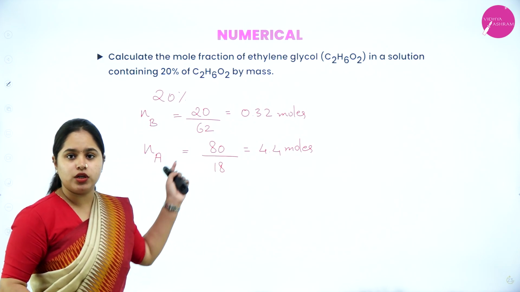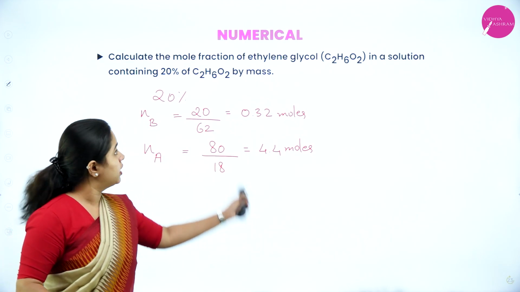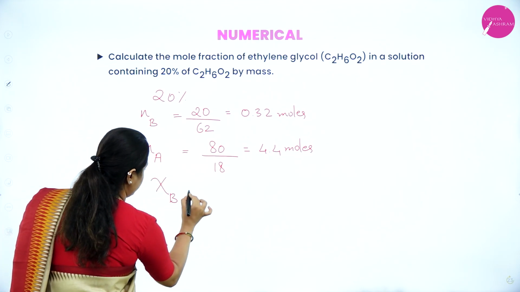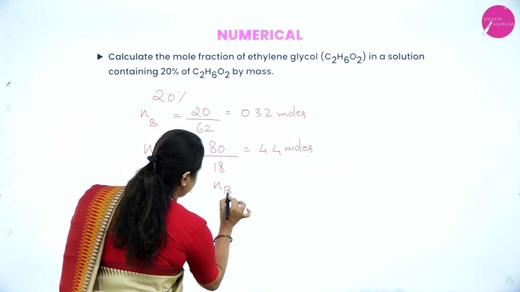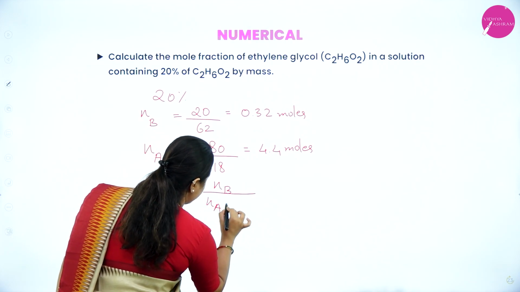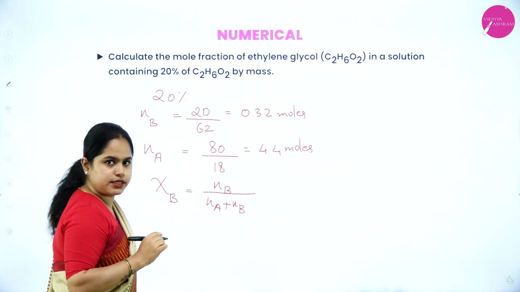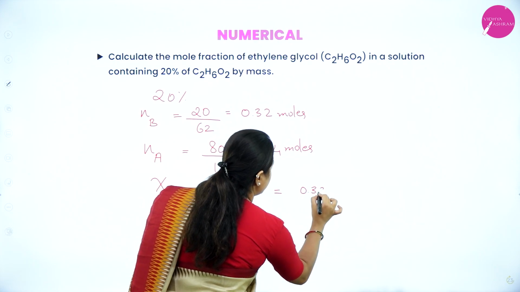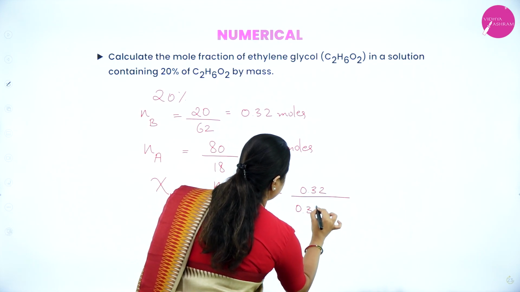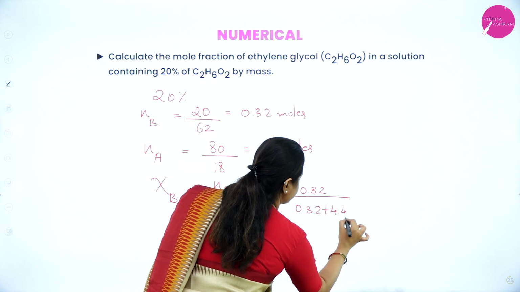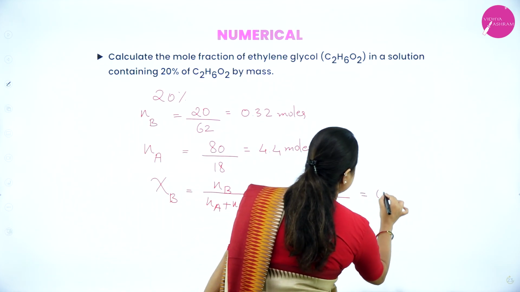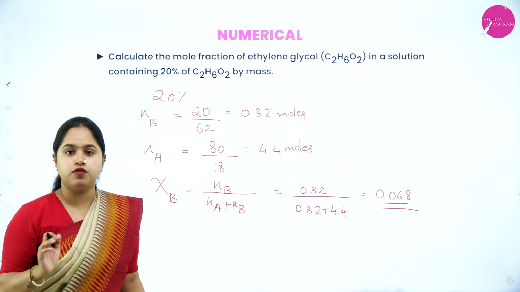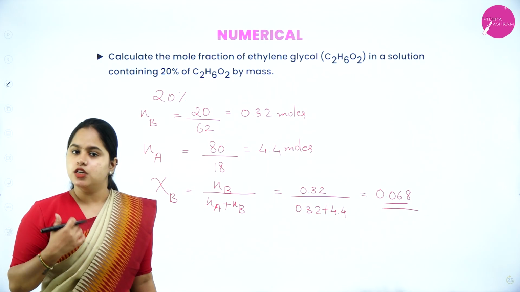Now we calculated the number of moles. How to calculate the mole fraction of ethylene glycol? The mole fraction of ethylene glycol will be the number of moles of ethylene glycol divided by the total number of moles. So that will be equal to NB, 0.32 divided by 0.32 plus 4.4, which will give you the answer 0.068. So that will be the mole fraction of ethylene glycol in the solution. I hope it is clear.